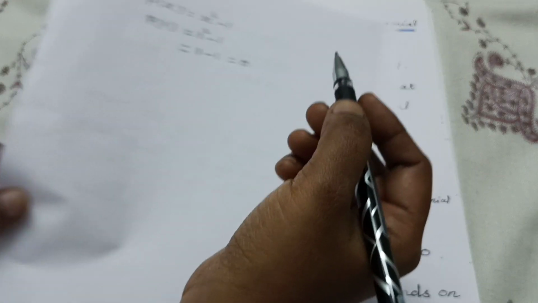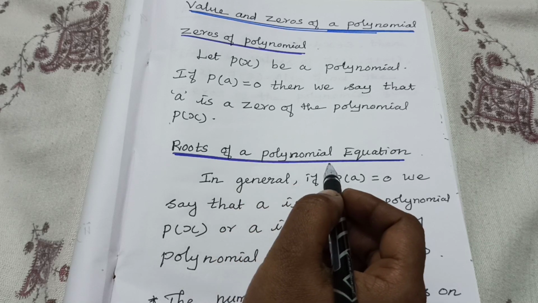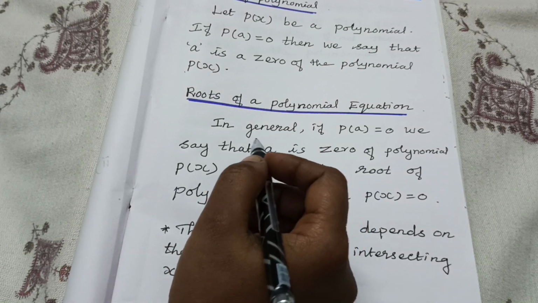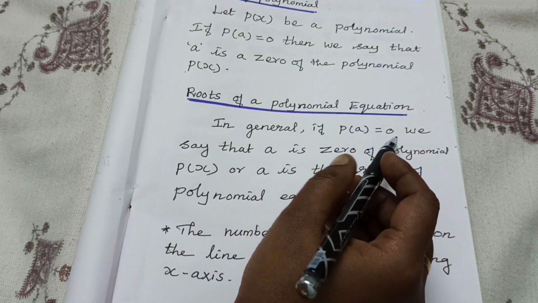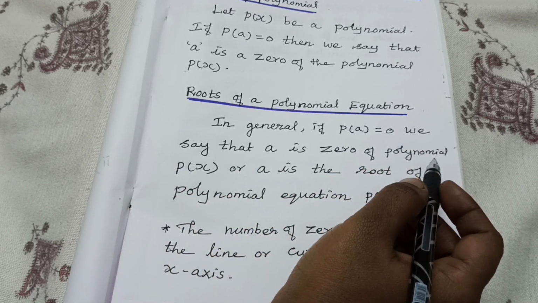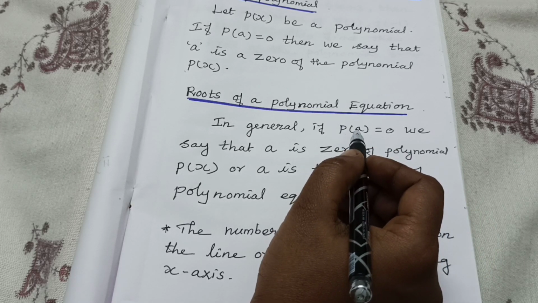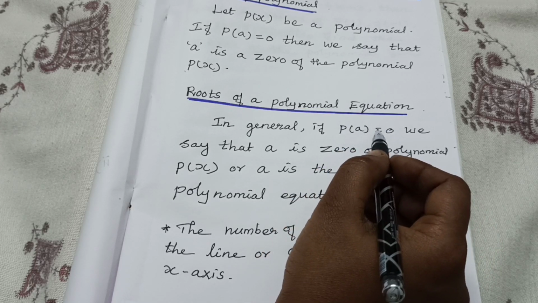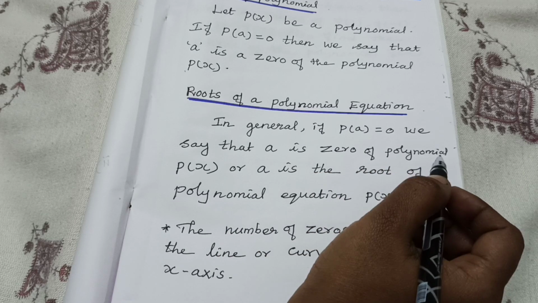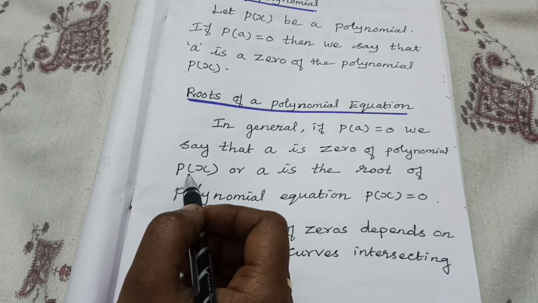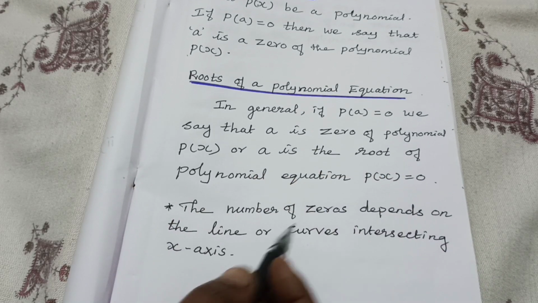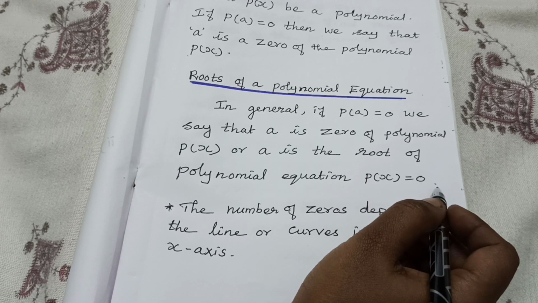Have you understood? Next one, roots of a polynomial equation. In general, if p of a is equal to 0, then we say that a is a 0 of the polynomial. If p of a you get 0, then x equal to a. a is the 0 of the polynomial p of x, or this a is the root of the polynomial equation p of x equal to 0.